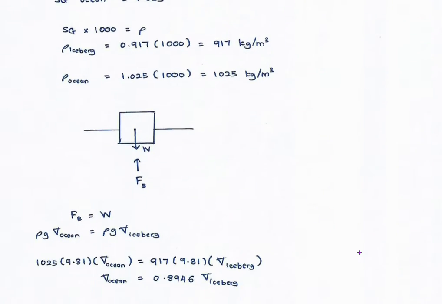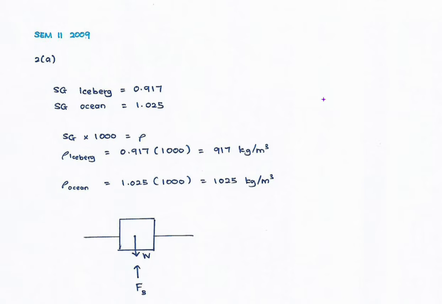So the answer is like this. From the question, we know the specific gravity for the iceberg is 0.917 and the ocean seawater is 1.025. If we want to calculate the density, we multiply by 1000, the density of water. So this is the density of the iceberg and this is the density of the ocean.